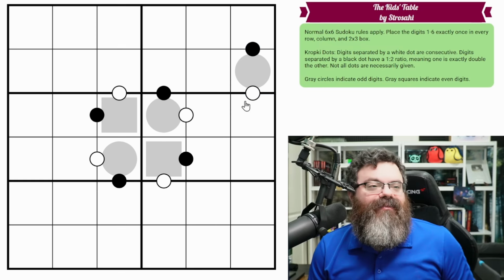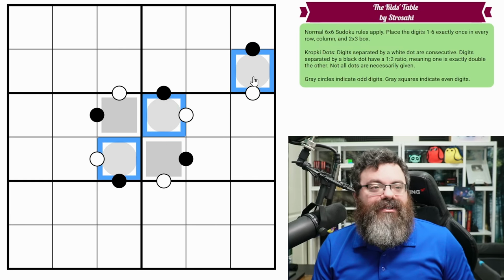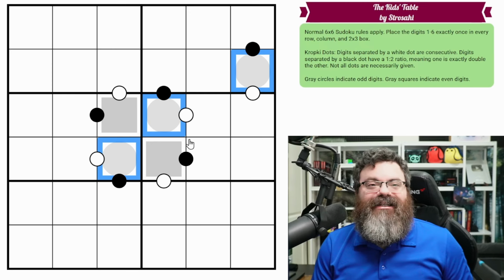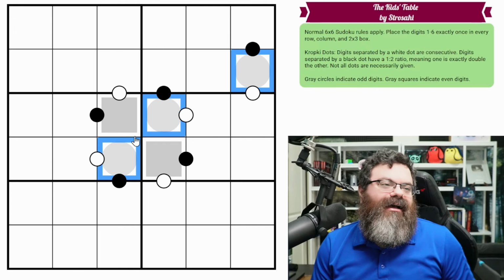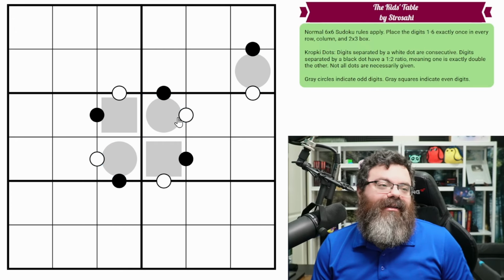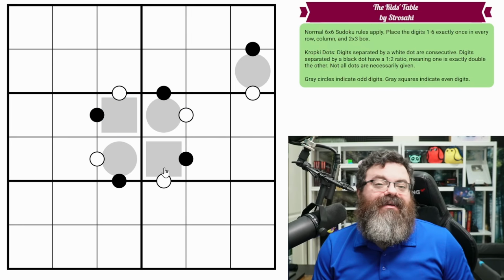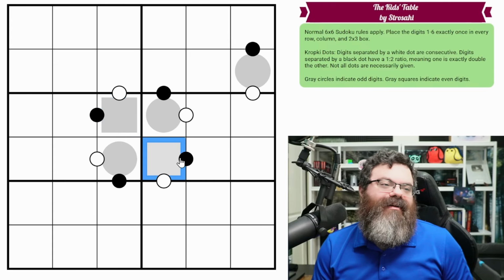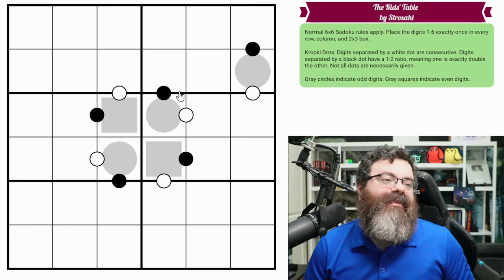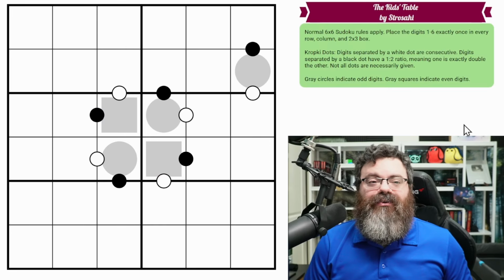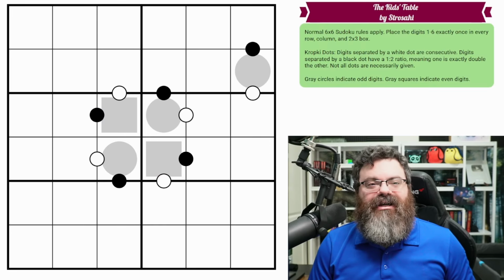All right, and finally we have circles in the grid. These gray circles just mean the digit is odd, 1, 3, or 5. You can remember that by a circle looking kind of like an O. And then the squares are the opposite. Squares must be even, a 2, 4, or 6. You can remember that by squares having an even number of sides. All right, and that's it. Those are the rules. There's a link in the description if you'd like to try the puzzle yourself.